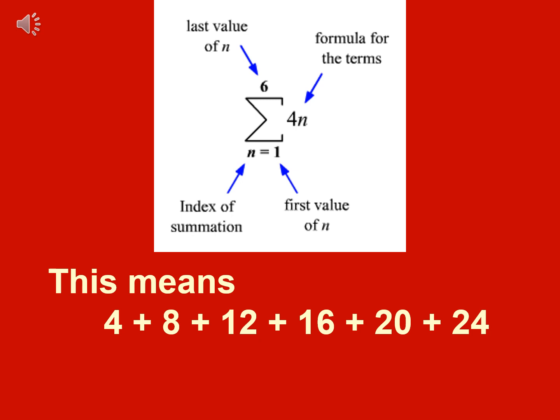So I take 4 times 1, I get 4, 4 times 2 is 8, 4 times 3 is 12, and so forth. Basically, it's saying I need to add up the first 6 multiples of 4. 4 plus 8 plus 12 plus 16 plus 20 plus 24.